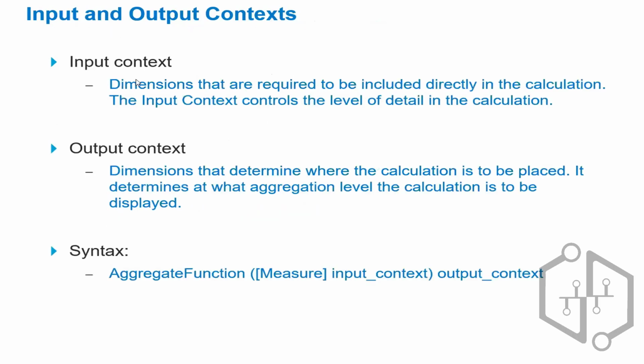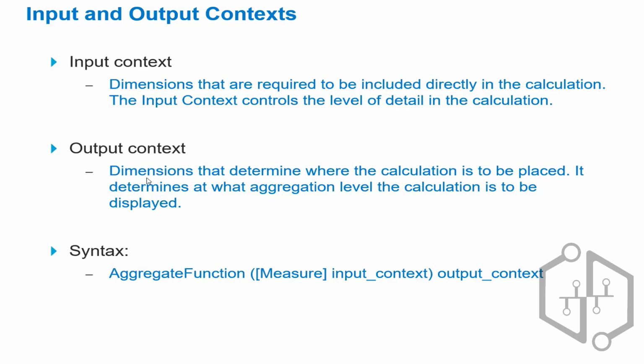There are two types of context: input context and output context. Input context is the dimensions that are required to be included directly in the calculation. If you want something included in the calculation, we use input context. The input context controls the level of detail in the calculation. If we only have year in a table, but we want to see quarterly results, then we include quarter, not in the table, but in our formula, and we can achieve that.